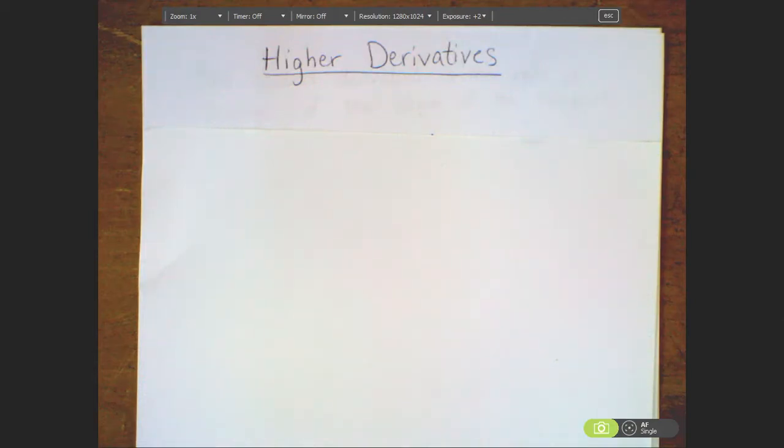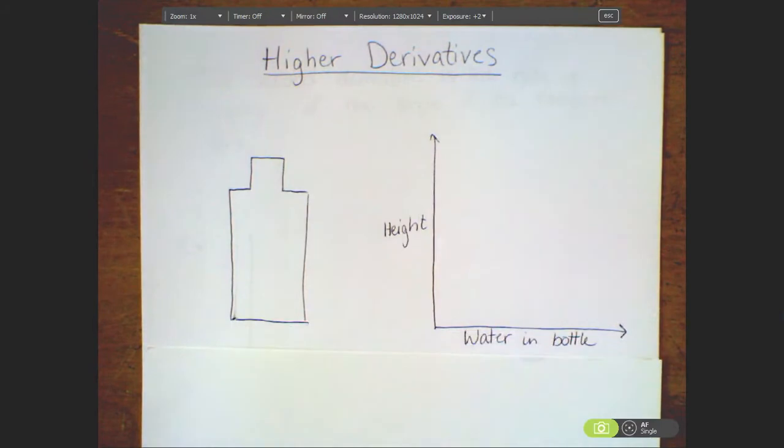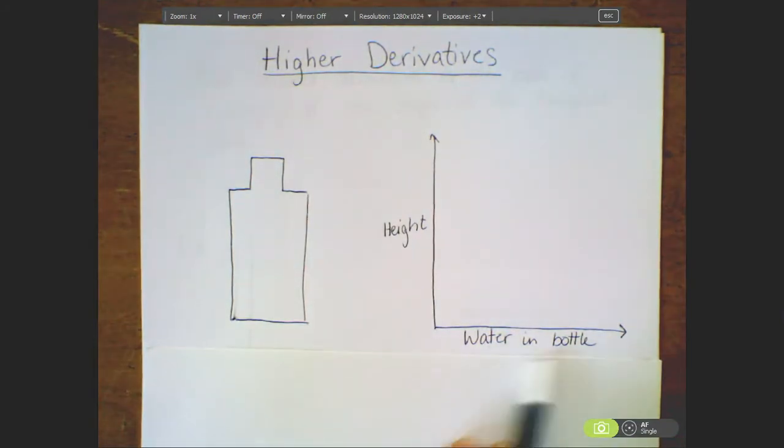Next, we're going to talk about higher order derivatives. And to do this, we're going to return to our bottle example. So let's say that we have a bottle on the left, and we want to draw a graph of the height of the water in the bottle as a function of how much water we've put in the bottle. So really the volume of the water in the bottle.